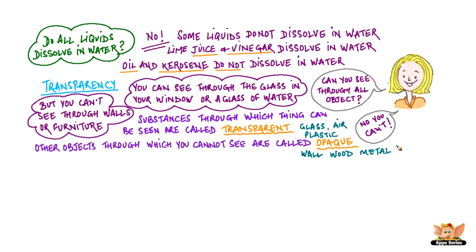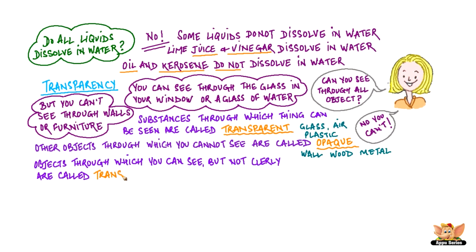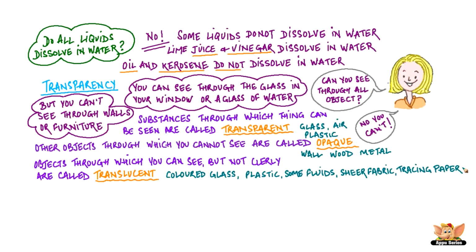So, what do you think? All materials are either transparent or opaque? Not really. There are some objects through which you can see but not clearly. These are called translucent. Can you think of some examples of translucent materials? Colored glass, plastic, some fluids, sheer fabric like voile, tracing paper are all examples of translucent materials.